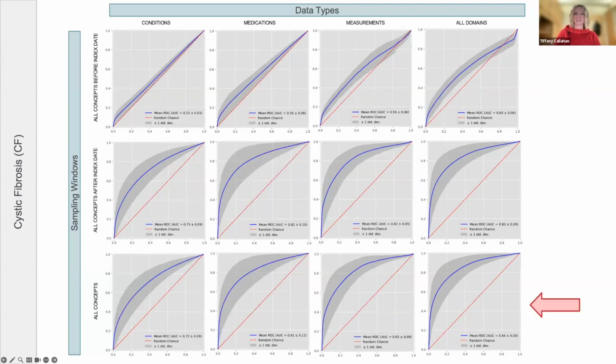rare diseases. So now we're looking at cystic fibrosis patients, as shown in this slide, and again highlighted by the red arrows, two of them.